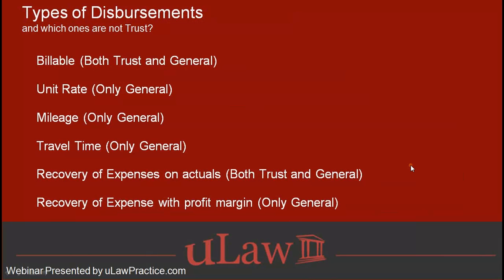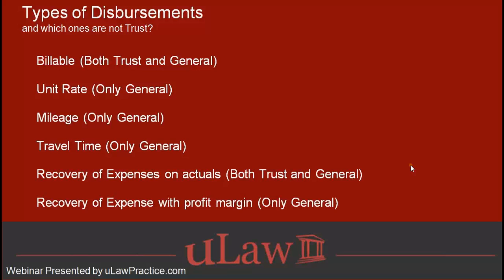Now let's come to our next slide where we wanted to talk about the different types of disbursements. Okay? And we've tried to outline as a best practice the ones that can be managed both from trust and general, and the ones that can only be managed through general accounts. Okay, this again goes back to trust compliance and the discipline that you build around your law firm.